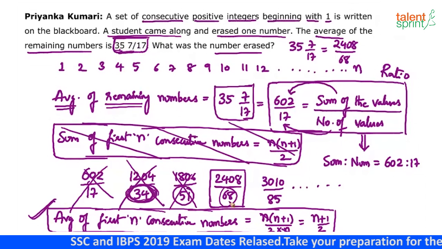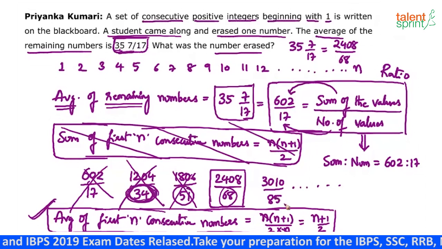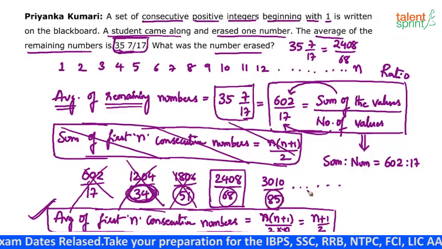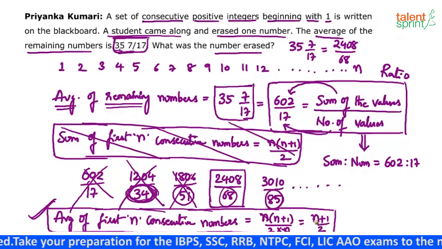You're getting it? Now you can do a quick verification. Again, if you go to 85, you will know that 85 will not be the value, because if you consider remaining numbers to be 85, totally there were 86 numbers. Average of 86 numbers is how much? 86 plus 1, 87 by 2. 87 by 2 is how much?